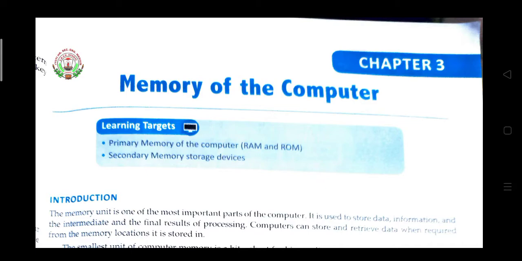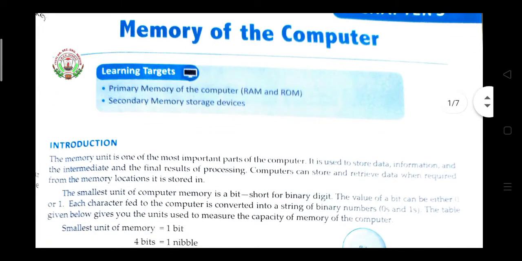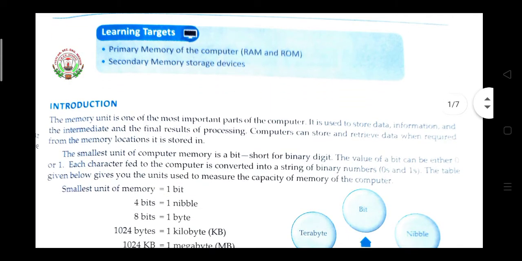So students, today we'll start the new chapter number 3, memory of the computer. Here the learning targets are primary memory of the computer, RAM and ROM that you already know, and secondary memory storage devices. So, introduction: the memory unit is one of the most important parts of our computer. It is used to store data, information, and the intermediate and final results of processing. Computers can store and retrieve data when required from the memory location it is stored in.